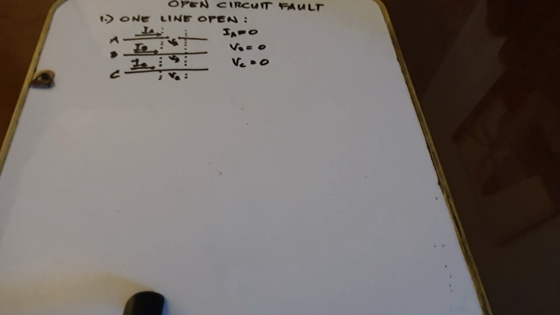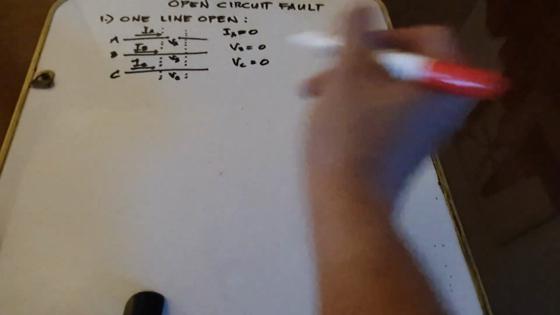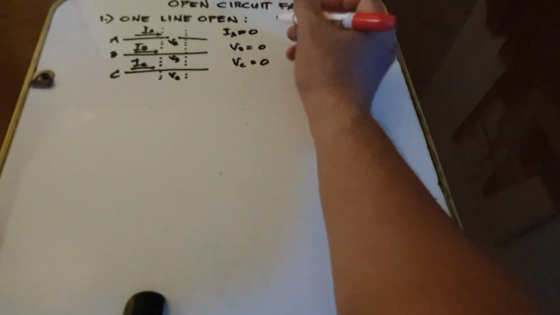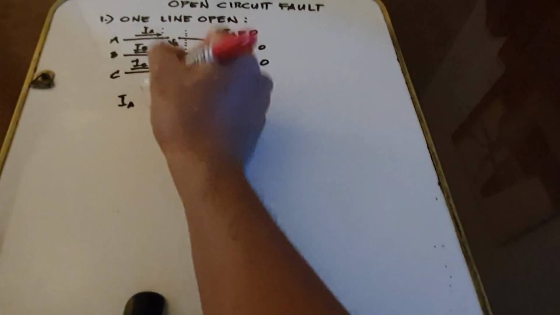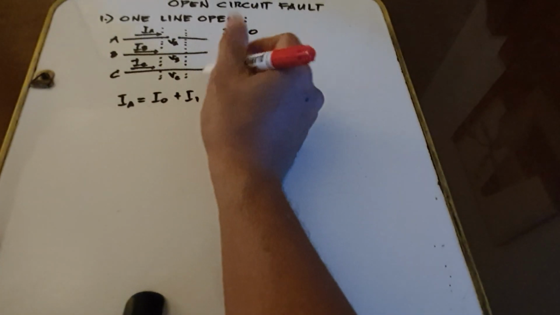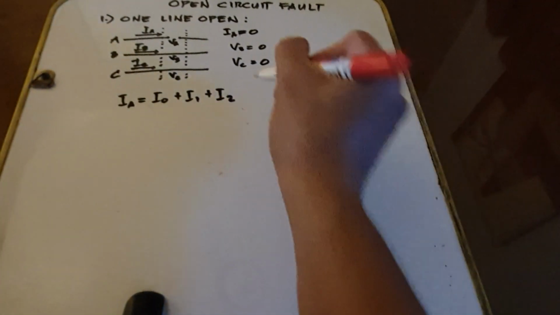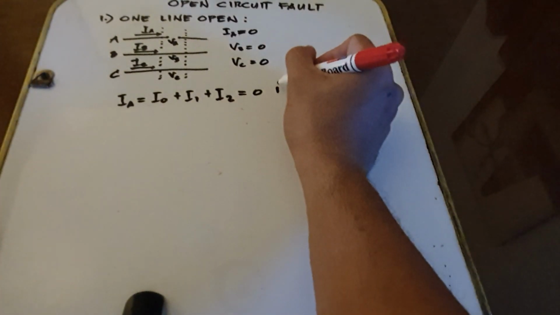Now we are going to use the symmetrical components. For phase A, since IA is equal to 0, from the symmetrical components the formula is I0 plus I1 plus I2, so therefore this is equal to 0. So this is our equation 1.